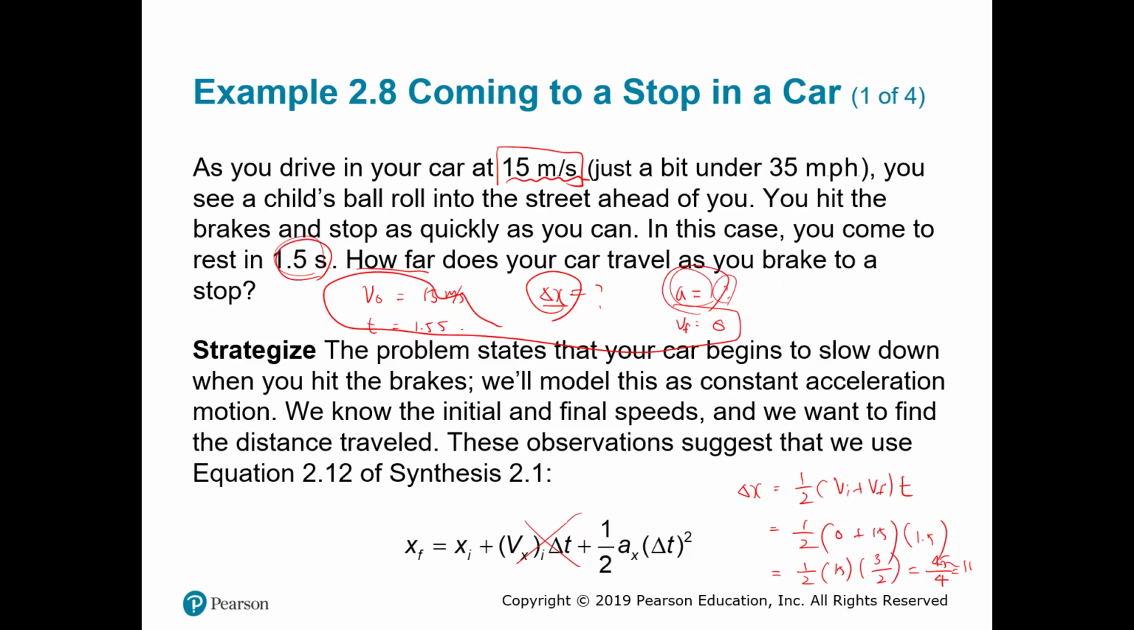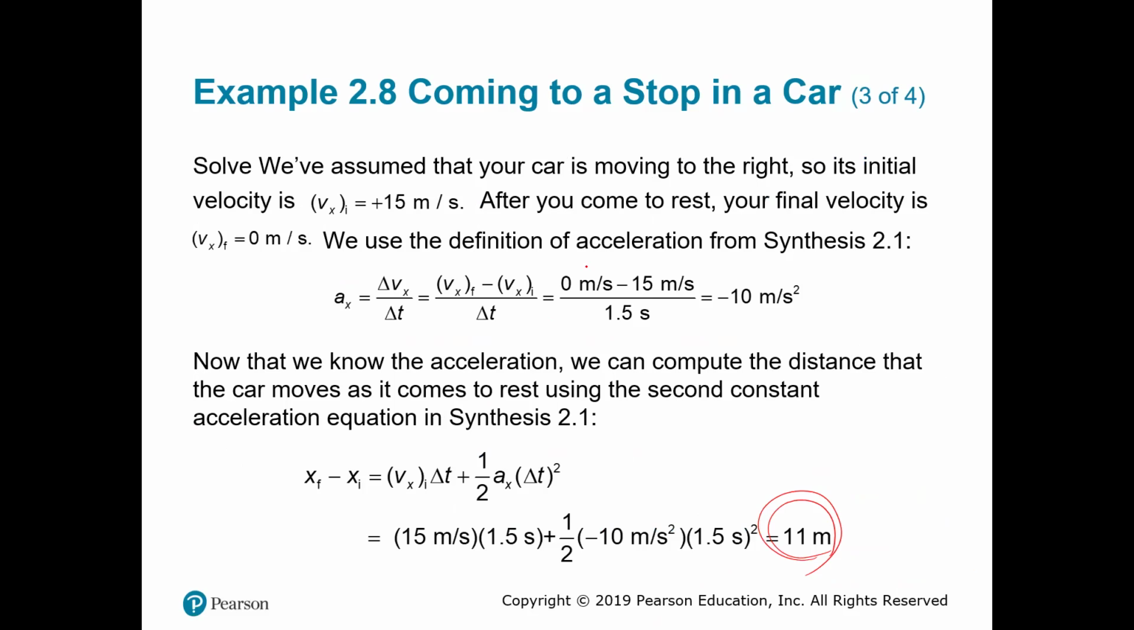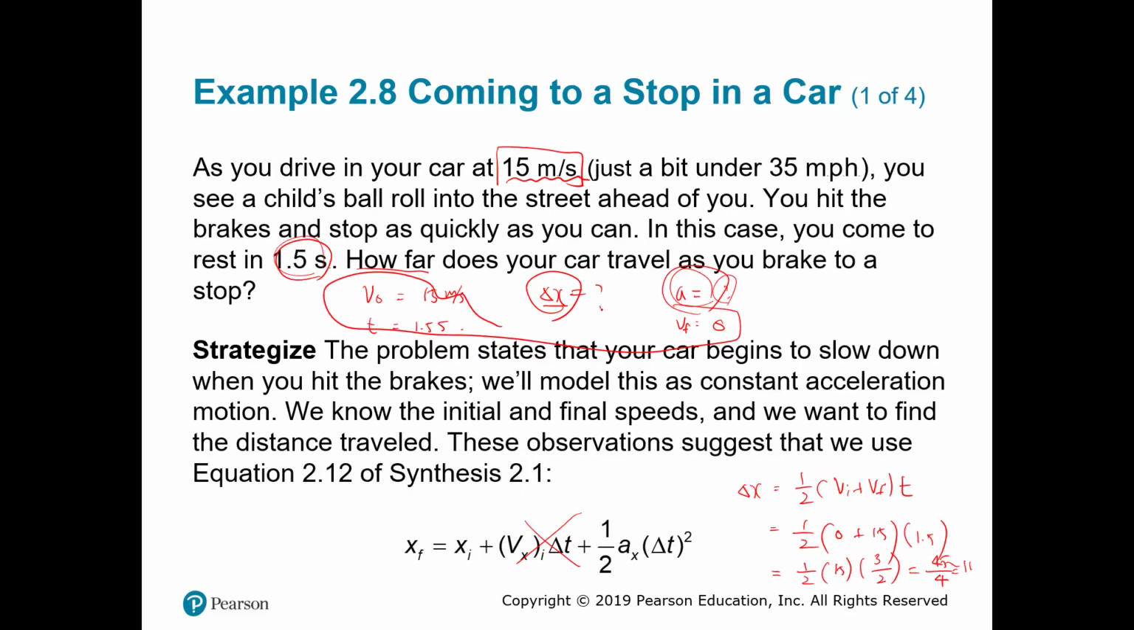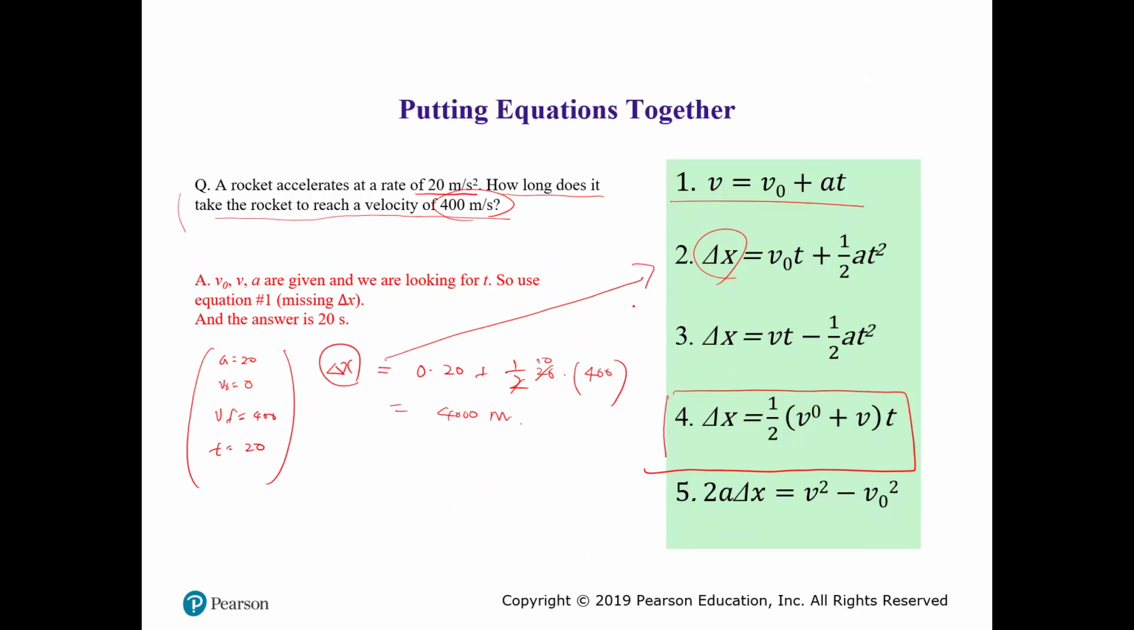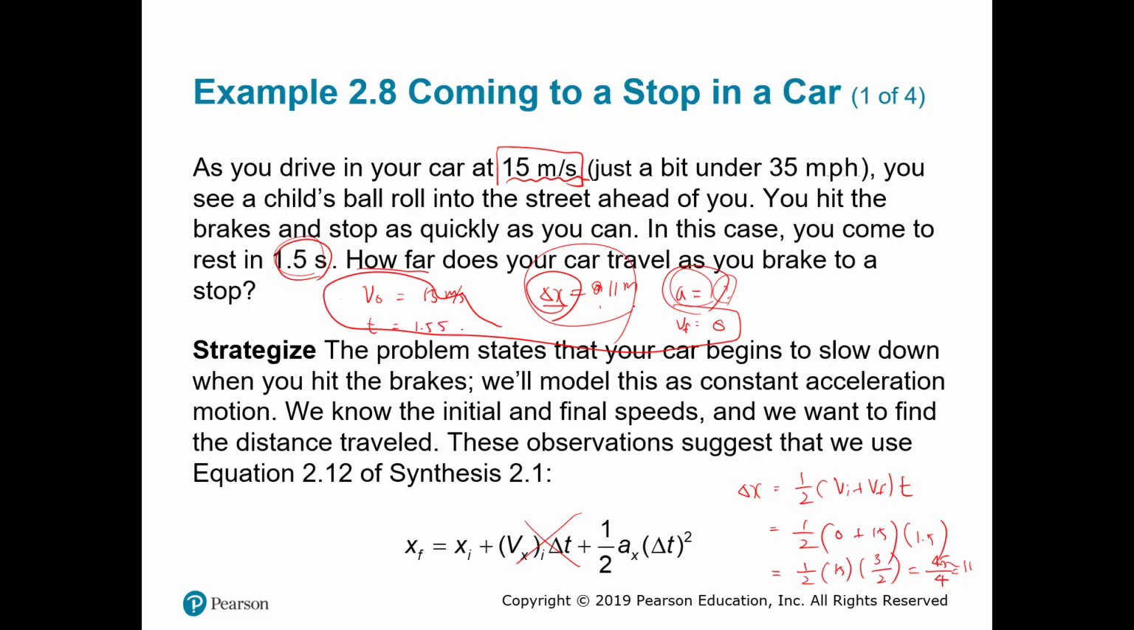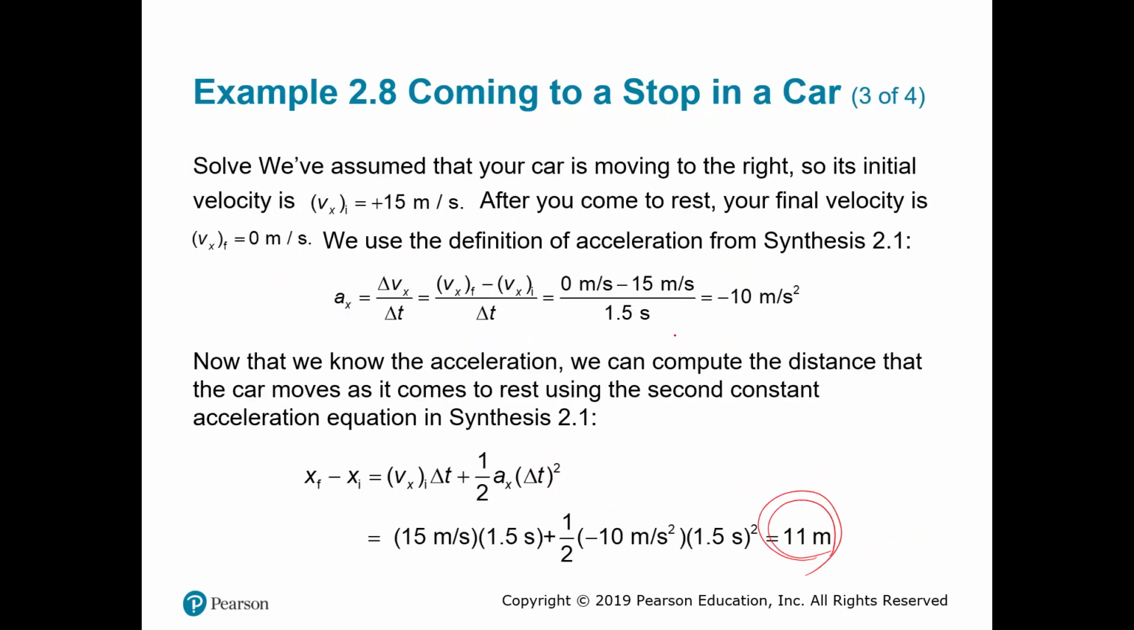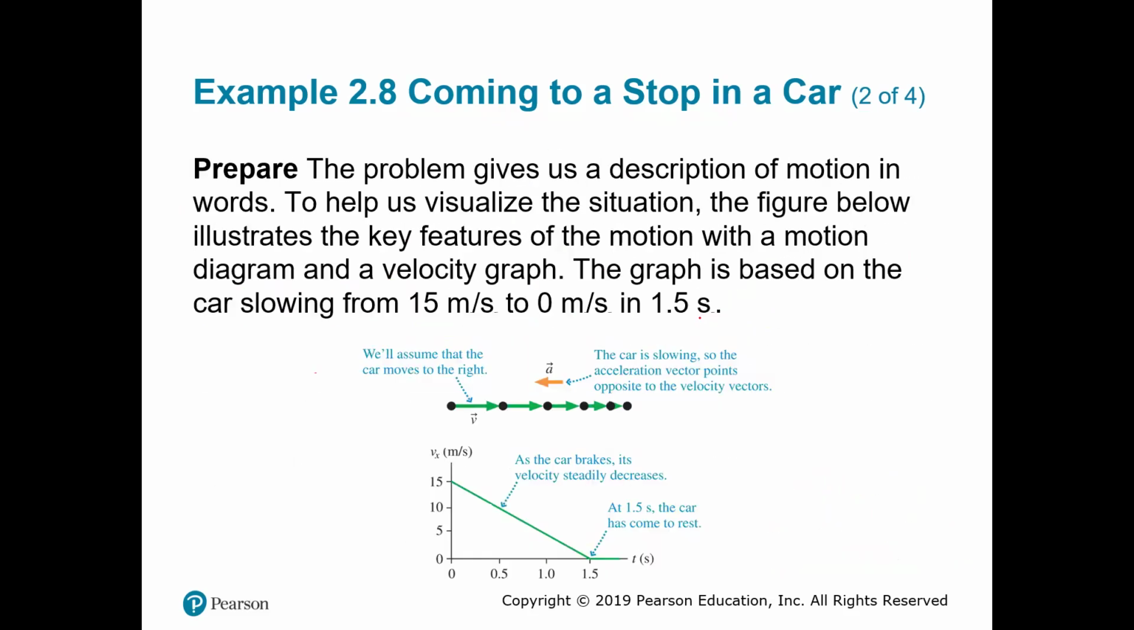You can also find the acceleration here. Now, because we know delta x is 11 meters, we can find the acceleration as well, right? Using whatever equation you have here. So I leave this question for you to see if the acceleration is minus 10. Make sure you can get it, okay? So again, we finally find all 5 variables.